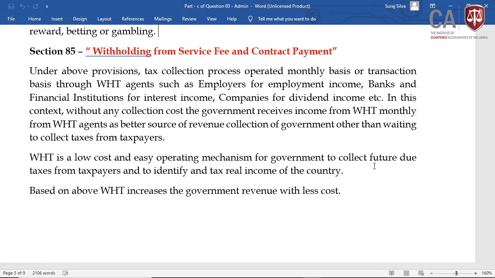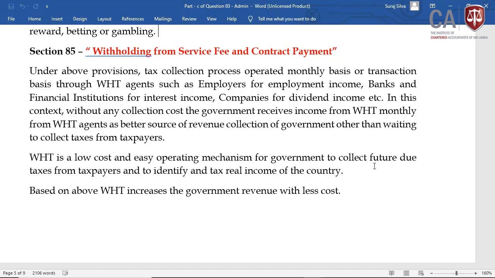Under the above provisions, the tax collection process operates on a monthly basis. Under all of 83, 84 and 85, the taxes are collected on a monthly or transaction basis by the withholding agent, such as the employer for employment income, banks and financial institutions for interest income, companies for dividend income, etc. These are the withholding agents.